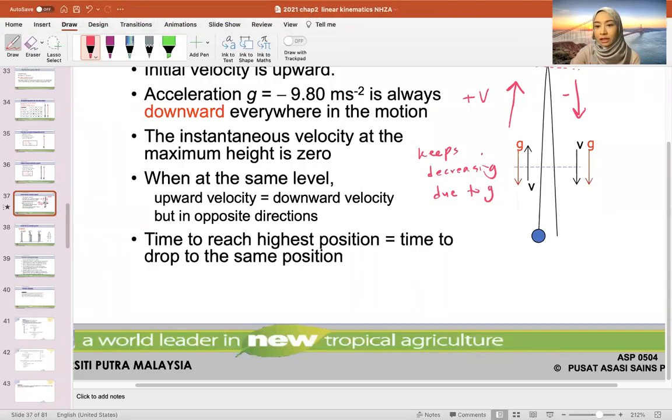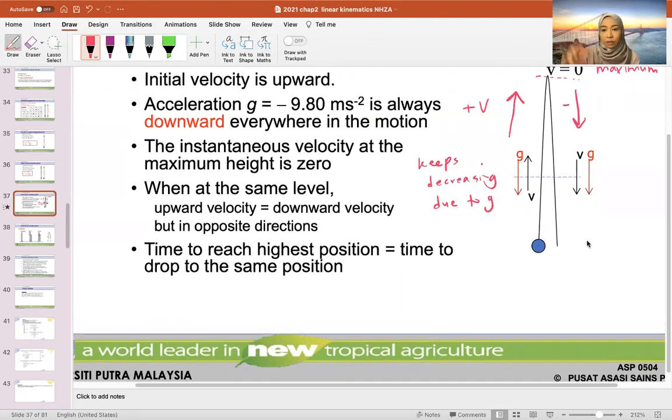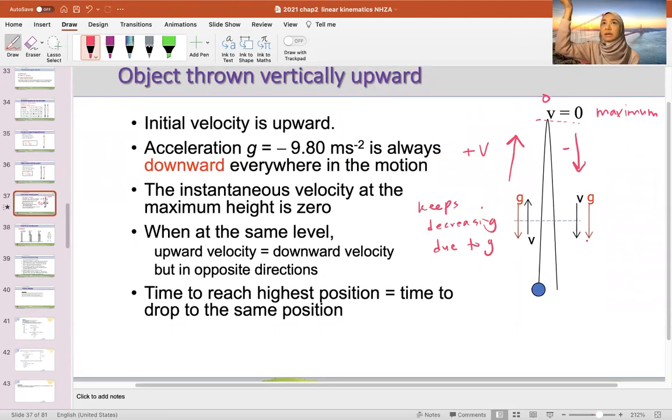Okay, so what have we talked about? Okay, kita cakap pasal at the maximum height, when we throw a ball, it reaches the maximum height, lepas tu baru dia jatuh kan. So before it reaches the maximum height, what happens to the velocity? It is going upwards, but at the same time it is also decreasing.